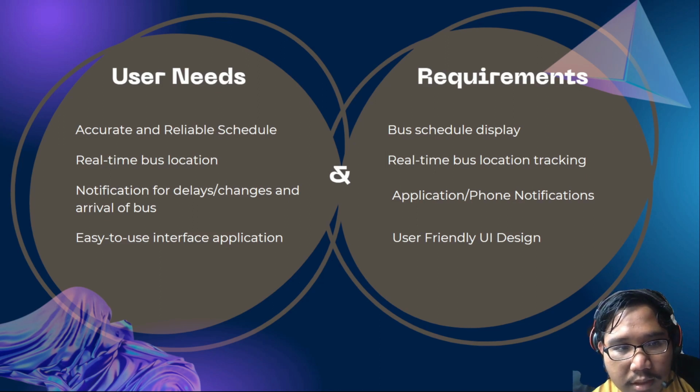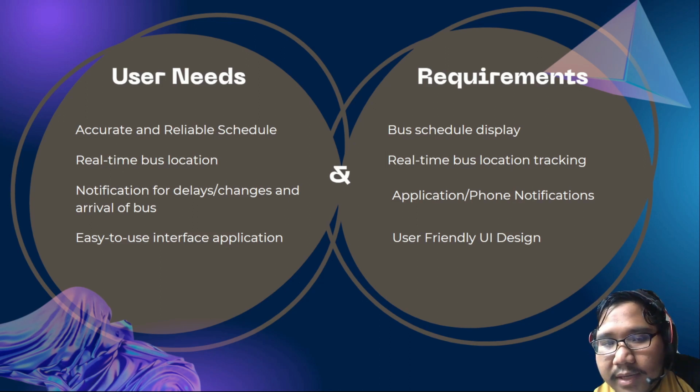First, the users need an accurate and reliable schedule, and the requirement will be the bus schedule display. So we will make a display for the bus schedule in the application. Next, we have the real-time bus location as a requirement in the application. We will show the location tracking of the bus in real time, which students can see on the map in the application.